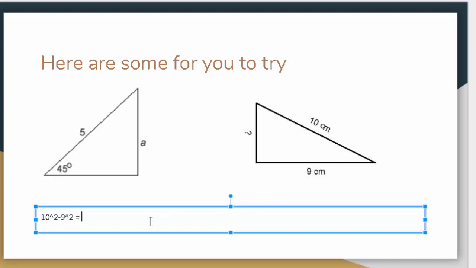So 10 squared minus 9 squared equals 19, and then you must find the square root of 19, which is 4.35, which sounds pretty probable, I think. So yeah, 4.35.